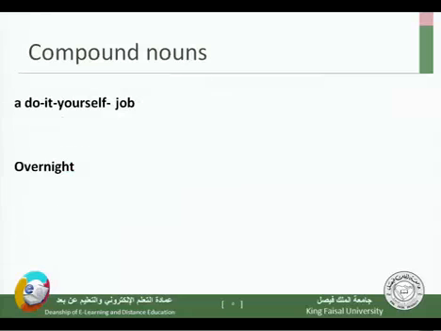We have here compound nouns. What do we mean by compound nouns? We put do it yourself together to form a word. So do it yourself is considered one word, a do it yourself job. It means a job that you can do by yourself. You don't need any help from others. So sometimes we put these little dashes or hyphens. They are called hyphens. So sometimes we hyphenate words together, and sometimes we do not hyphenate them.